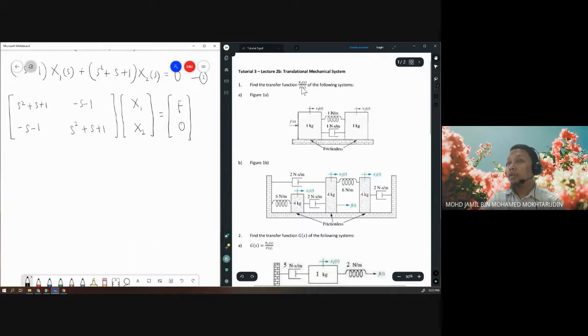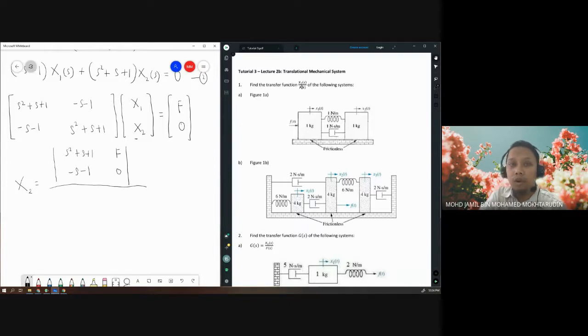So meaning that you want to find x2. To find x2, you can use Cramer's rule. So x2 equals the determinant of, basically you substitute the second column of the big matrix by the input column. So you get s squared plus s plus 1, minus s minus 1. You substitute the second column by f and 0 and find the determinant, and divide it by the determinant of the original big matrix. So you get s squared plus s plus 1, minus s minus 1, minus s minus 1, s squared plus s plus 1.